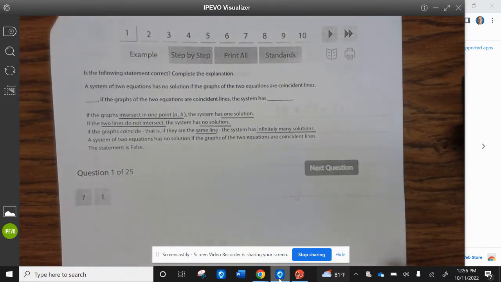All right, is the following statement correct? Complete the explanation. A system of two equations has no solution if the graphs of the two equations are coincident lines. If the graphs of two equations are coincident lines, the system has blank. So if the graphs intersect at one point, the system has one solution. If the two lines do not intersect, the system has no solution. If the graphs coincide, that is, they are the same line, the system has infinitely many solutions. A system of two equations has no solution if the graphs of the two equations are coincident lines. This statement is false.